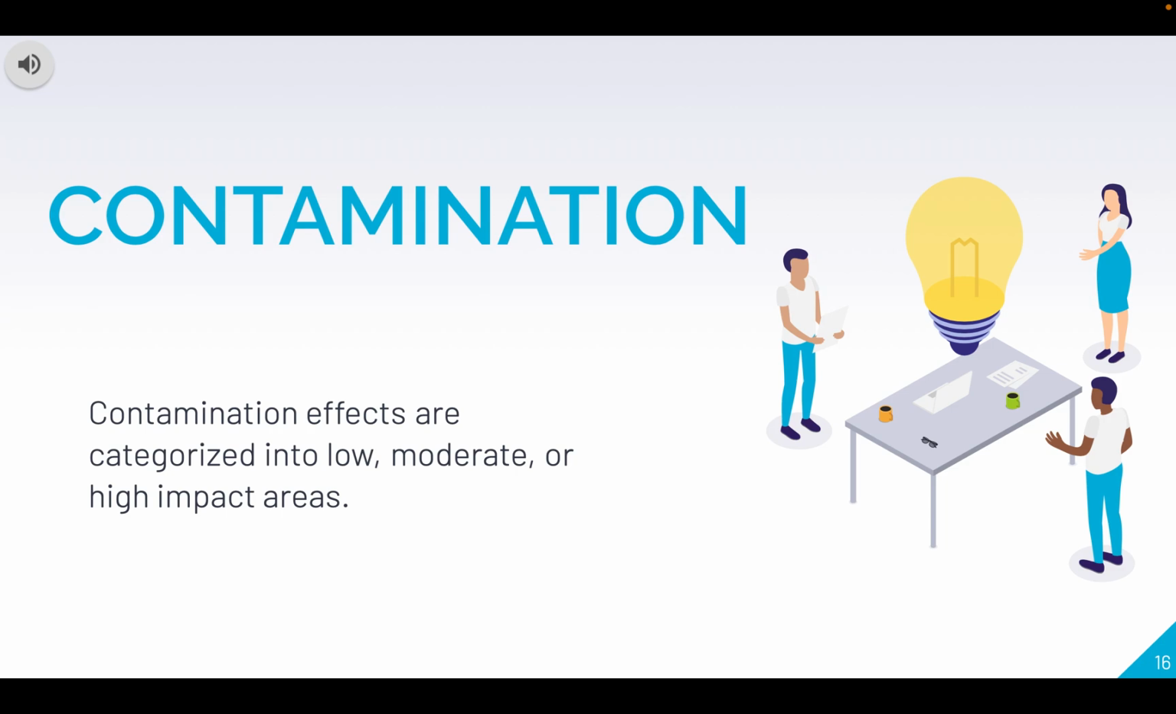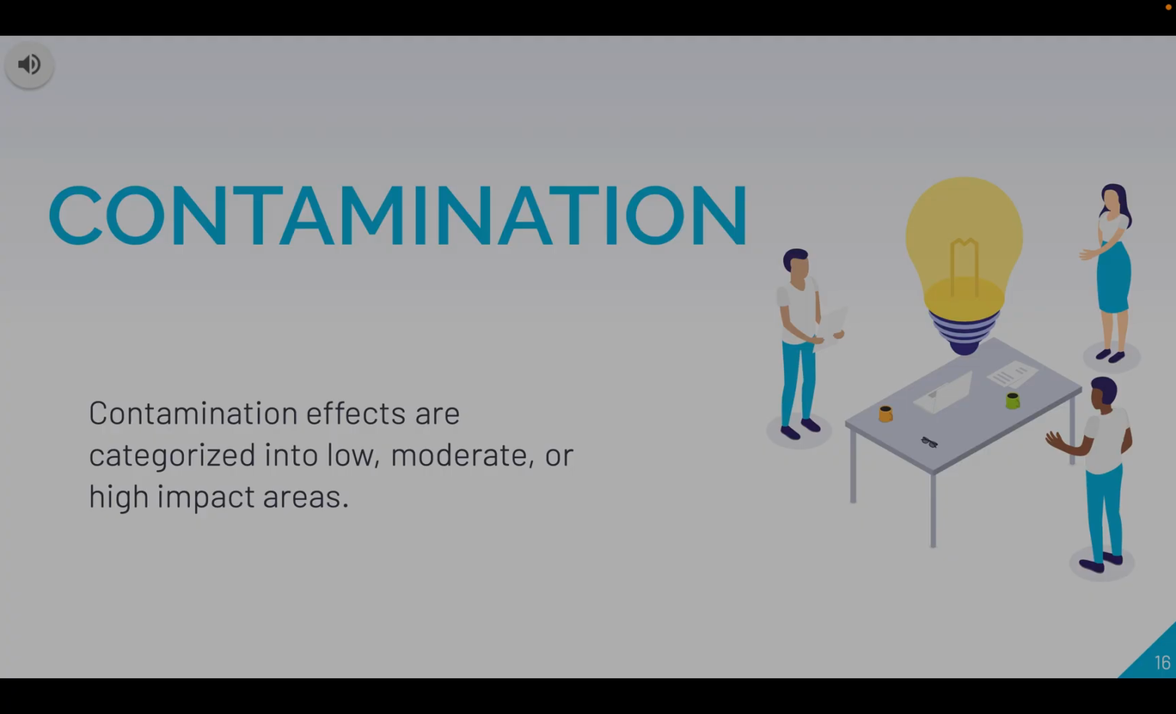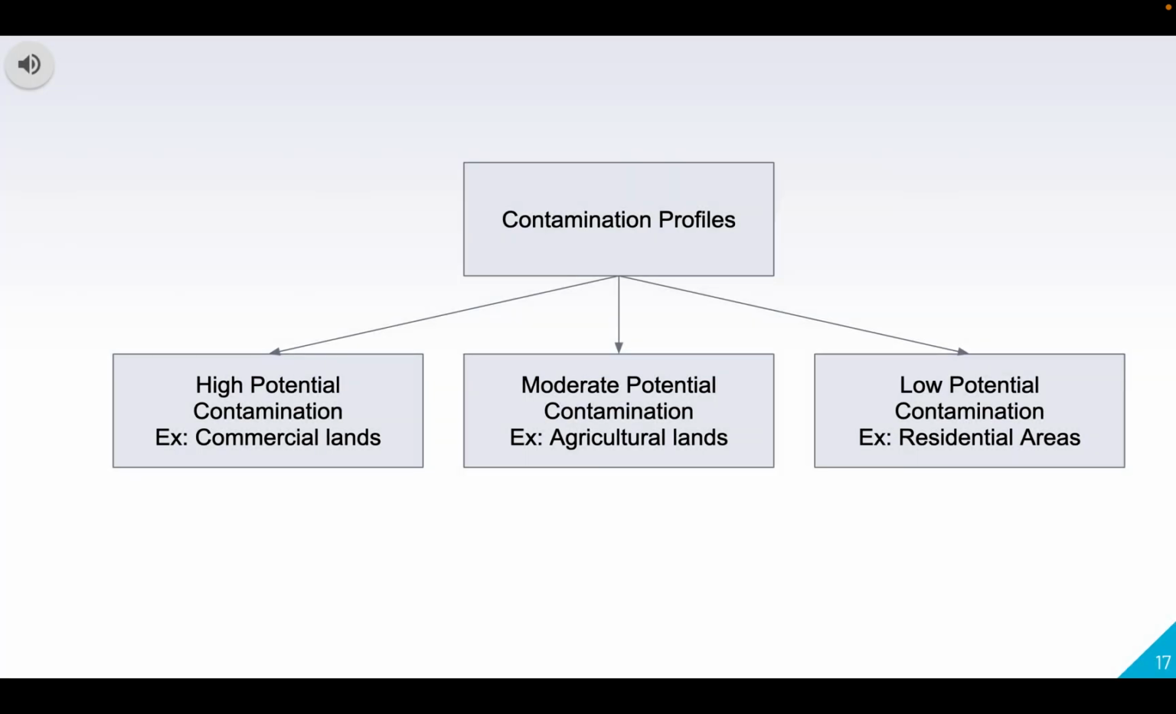The potential for contamination in the ECLRT is assessed according to low, moderate, or high impact areas. High potential contamination areas include land with commercial operations that can affect groundwater. Moderate contamination includes land used for agriculture operations. And finally, low contamination include open space, agriculture, or residential areas.